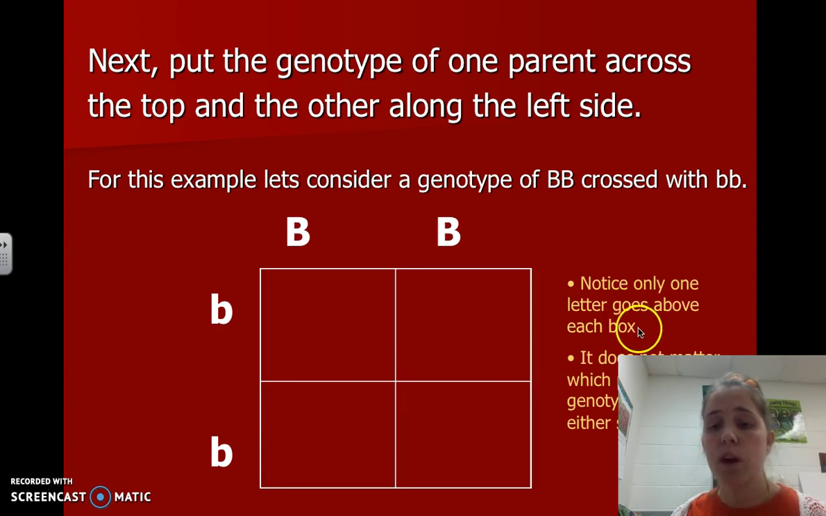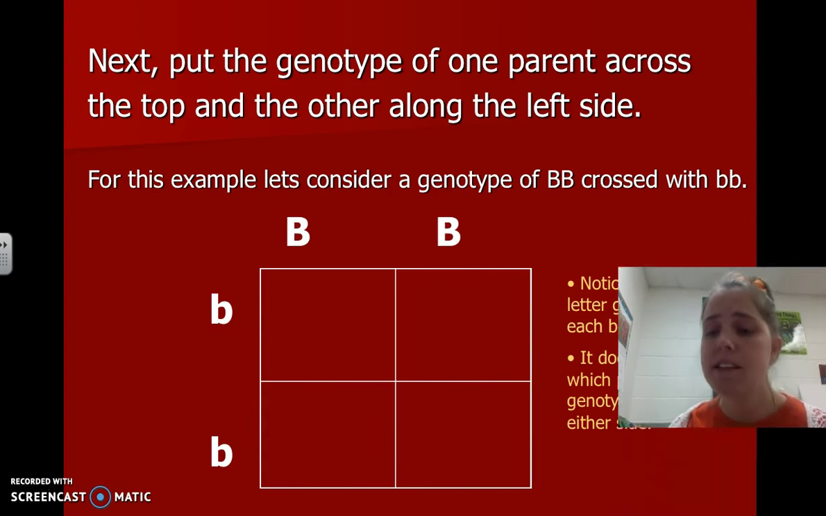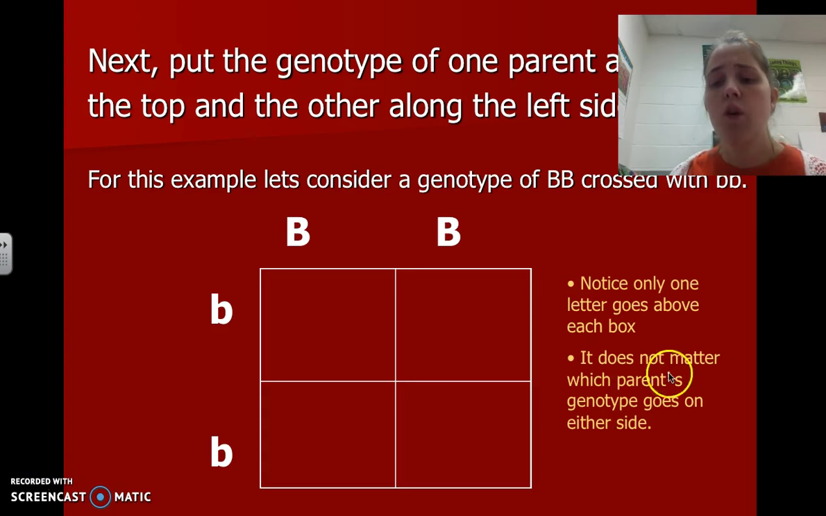Now notice that only one letter goes above each box. So one letter above this row, one letter above this row, one letter next to this row, one letter next to this row. And it doesn't matter necessarily which parent goes on the top and which parent goes on the side. Just doesn't matter. It'll end up the same either way.